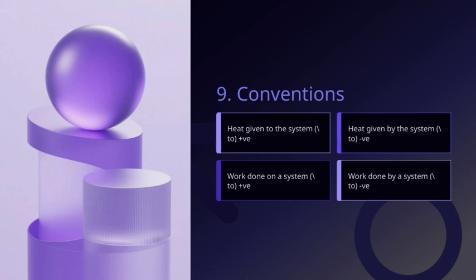These conventions are crucial because they help us maintain consistency in our analysis, especially when applying the first law of thermodynamics. They connect directly to the overall theme of energy transfer, whether it's work or heat, and how we quantify these processes. So, understanding and applying these sign conventions correctly is key to analyzing thermodynamic systems accurately.